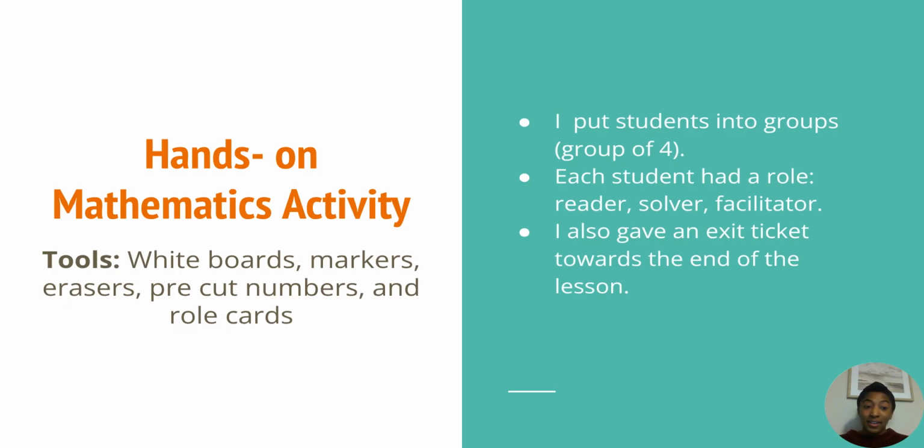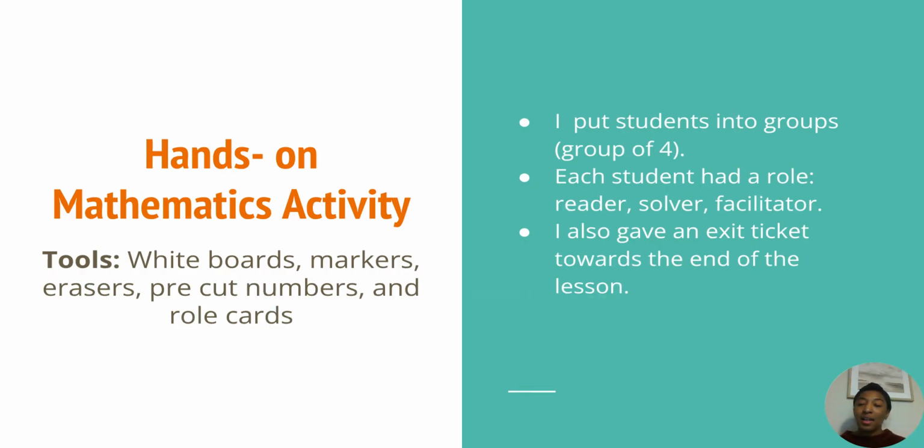So hands-on activities. This is the activity that I did. I actually did a whole lesson, right? So I used tools, whiteboards, and their materials, so markers and erasers. I pre-cut numbers like 26, 9. I pre-cut a bunch of numbers and I put them in a bag. And I used role cards. So I put students into groups of 4. Each student had a role: the reader, solver, facilitator. And you can have 2 solvers, right? And I also gave students an exit ticket towards the end of the lesson.